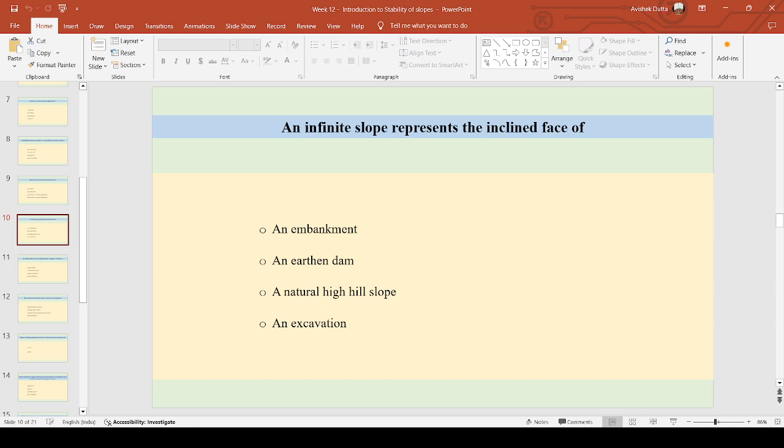I'll repeat the question once. An infinite slope represents the inclined face of an embankment, an earthen dam, a natural high hill slope, or an excavation. In other words, which structures among these options will represent the face of an infinite slope? I hope the question was clear. I'll go to the next question.